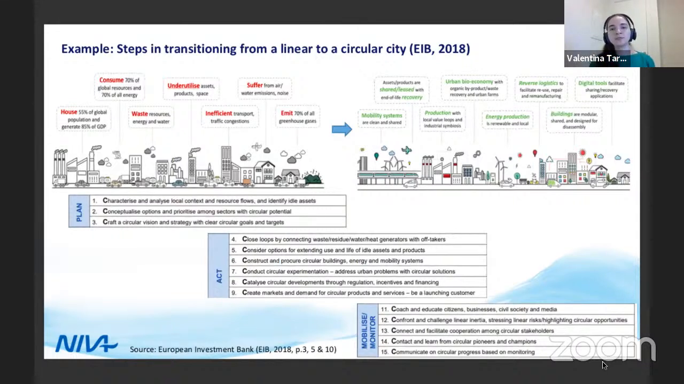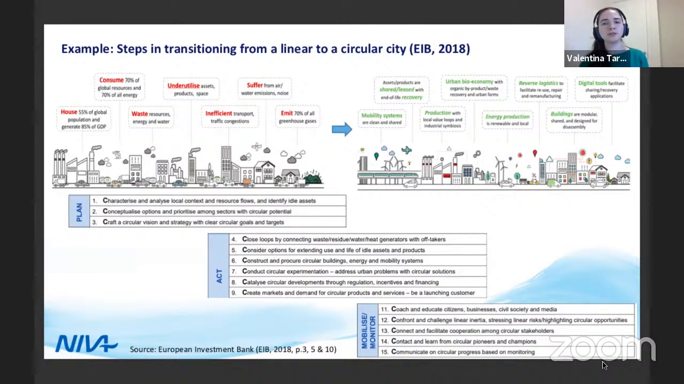Cities generate about 85% of the global GDP. In doing so, they consume about 70% of global resources and 70% of all energy generated. In addition, cities emit 70% of all greenhouse gas emissions and generate about 50% of all waste. This shows that linear cities are no longer sustainable and makes a good case for change. A study from the European Investment Bank has put forward 15 steps that cities should consider in their transition journey towards a circular economy. These 15 steps are grouped along three main areas. Plan.